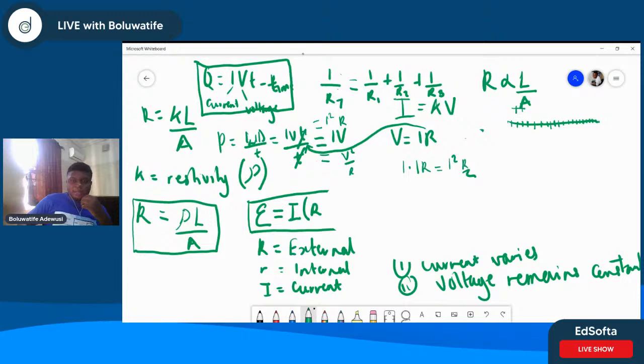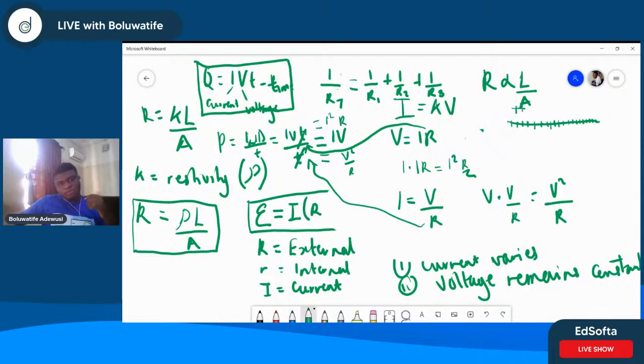And if I were to solve the formula here for I, we divide both sides by R. I equals V over R. So if we substitute this formula here, what I would have is V times V over R, which gives me V squared over R. So that's physics for you.